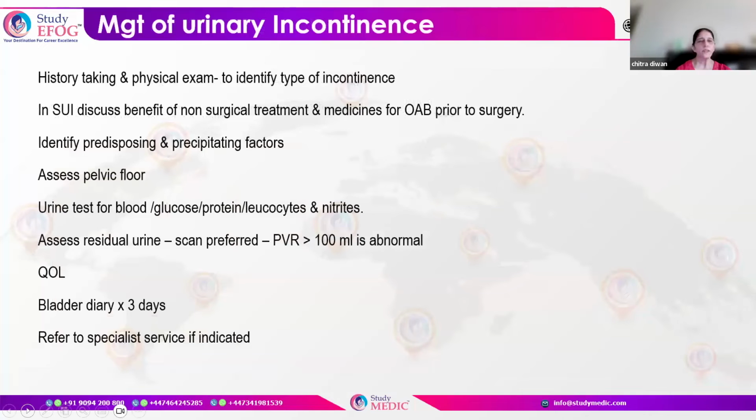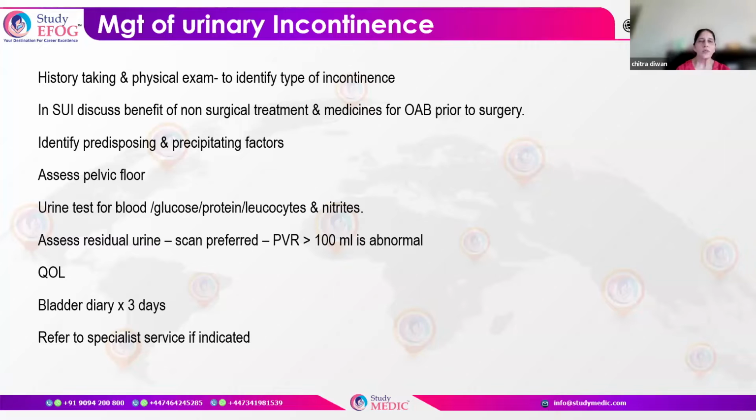Now let us come to management of urinary incontinence. The first important thing is history taking and a physical exam to identify the type of incontinence. And whenever you are contemplating any surgery for stress urinary incontinence, it is always better to talk to the woman about what is the benefit of non-surgical treatment and what is the medical treatment, both for stress urinary incontinence as well as overactive bladder.